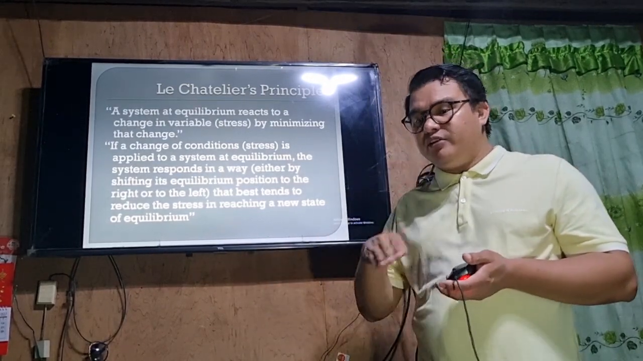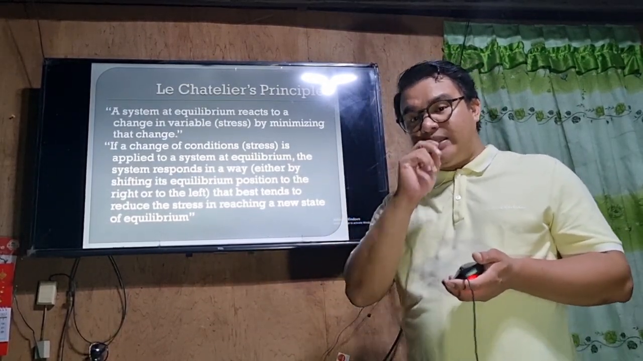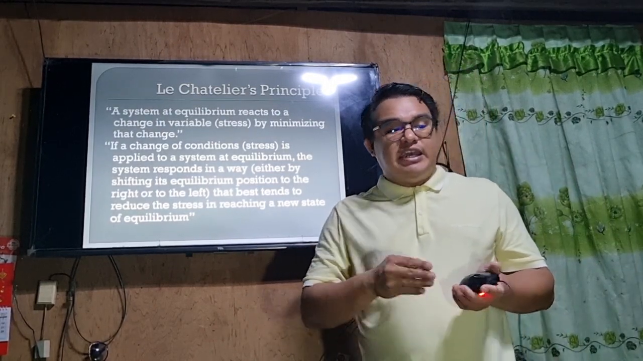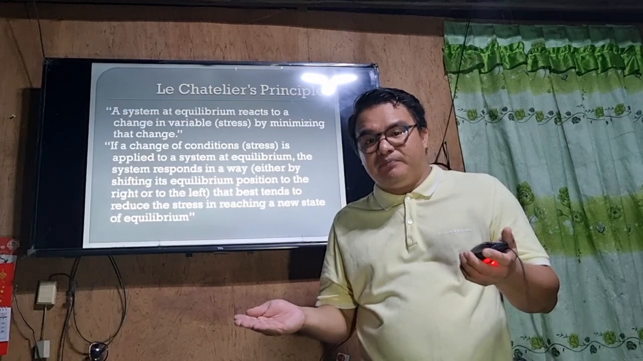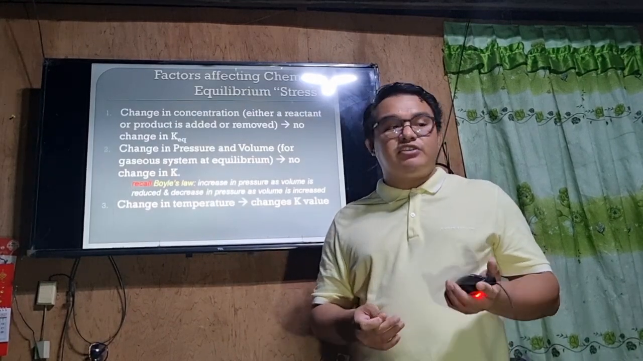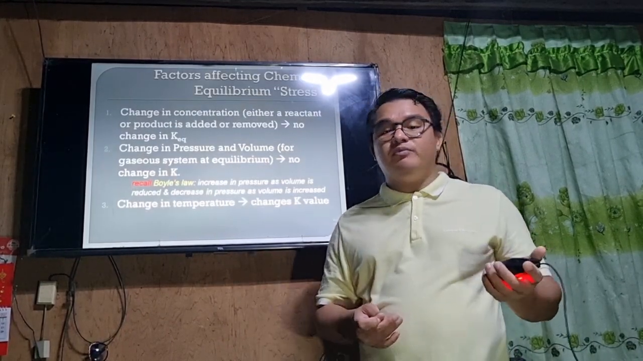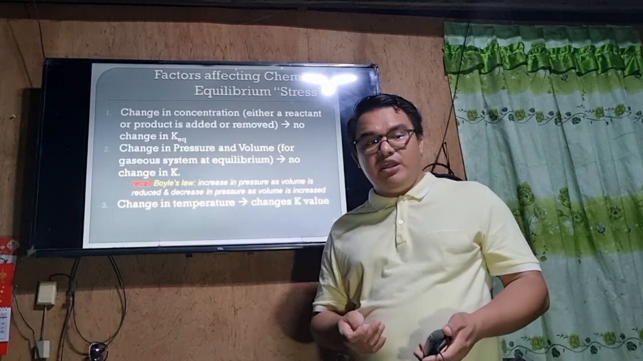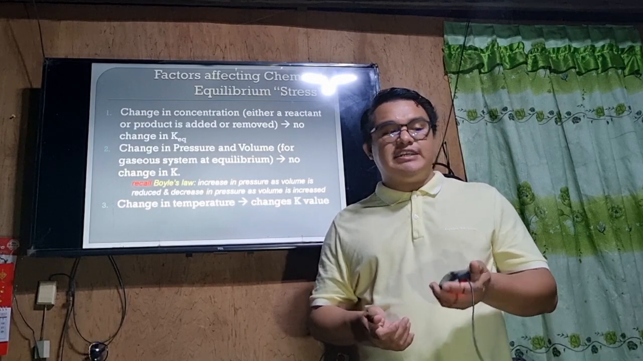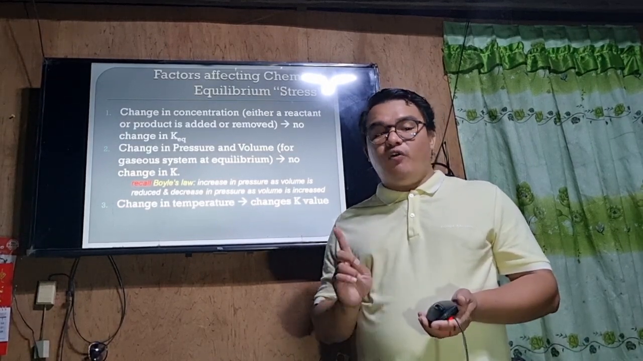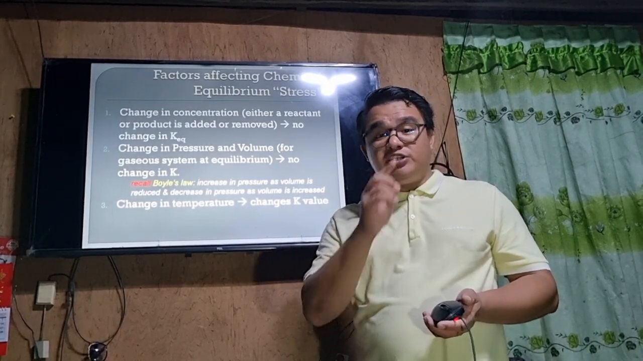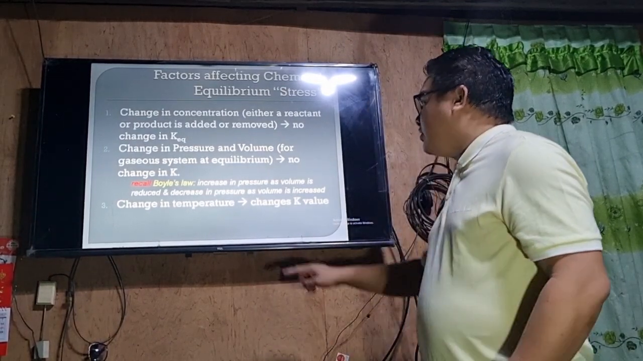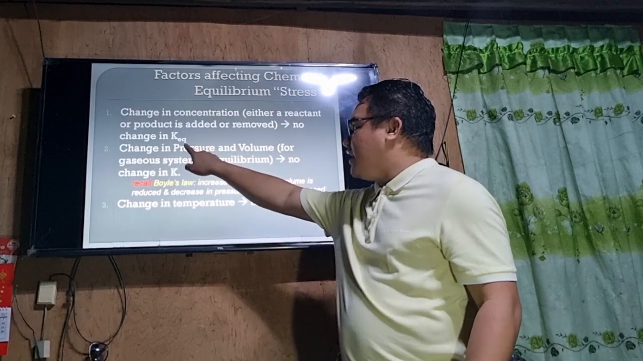So there will be another change of equilibrium state for a chemical reaction the moment that there is any change in the system. Now let's discuss the factors affecting chemical equilibrium by stress. So there is change in concentration. Either a reactant or product is added or removed. Therefore, there's no change in the equilibrium constant. That's what I was saying earlier. We have the Kc or the Keq.